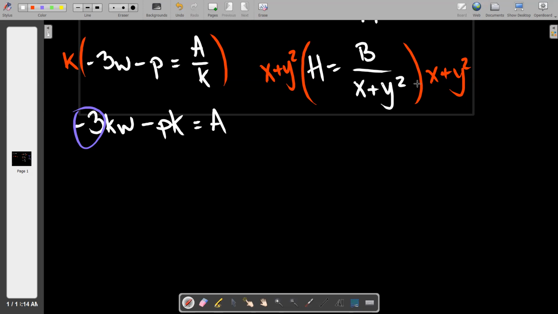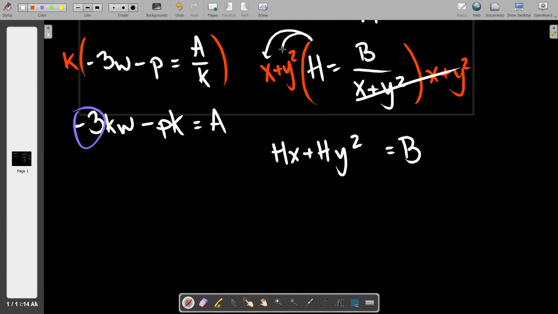So on the right-hand side, these are going to cancel, just like that. And we're left over here with b equals. And then on this side, I'm going to distribute the h through. So I'm going to have hx plus hy squared like this. So that's me just taking that h and distributing it like that. Any questions there?